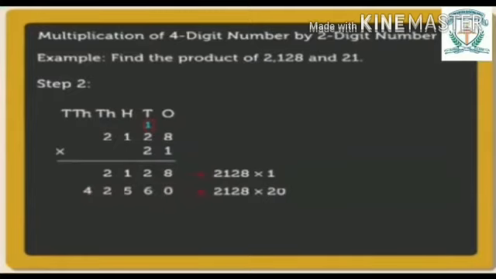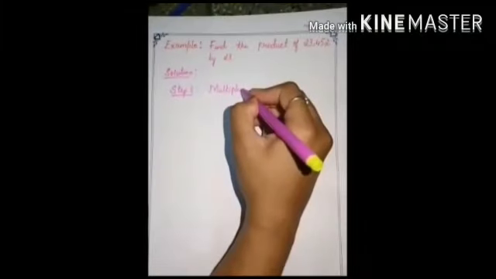Step 3. Now, add both the numbers for the product to be obtained. That is 2,128 plus 42,560 to get the answer, which is equal to 44,688. Let's move on to another example.